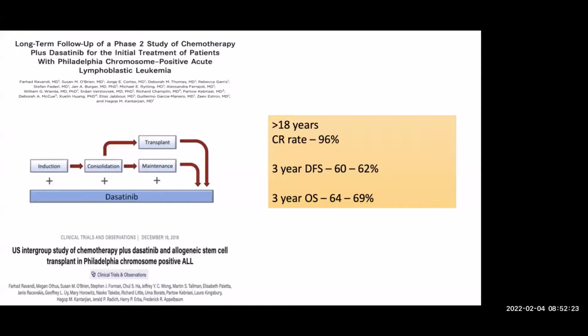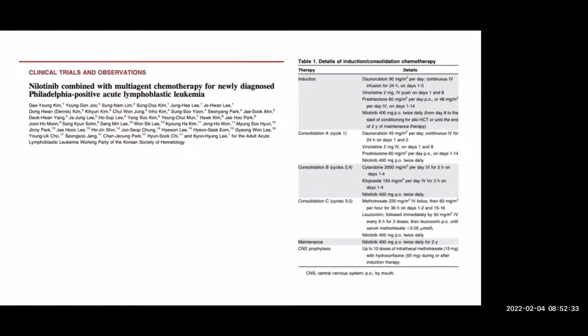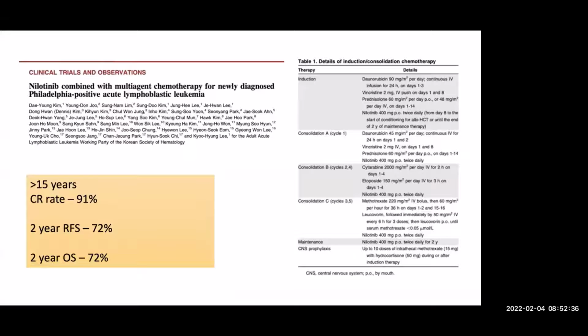With dasatinib also, an intensive chemotherapy plus TKI approach was used by the MD Anderson group, where they gave hyper CVAD along with dasatinib. The induction and consolidation with hyper CVAD was given, and those patients who had a donor underwent transplant, and those who did not have a donor received maintenance. These patients were more than 18 years of age, and the CR rate was 96%, and the OS rate had improved to 65 to 70%. Similarly, with nilotinib, they used intensive chemotherapy plus nilotinib approach.